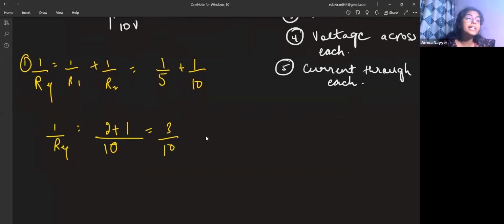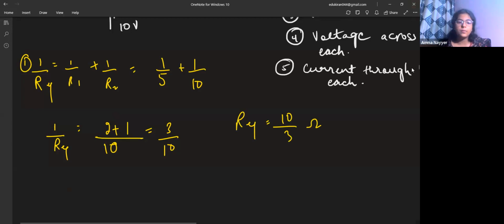Class, this I have been telling a lot. Please reciprocate it. This is 1 by R equivalent. You have to find out R equivalent. So whenever you have to find out R equivalent, please write the complete value by reversing it. So 10 by 3.